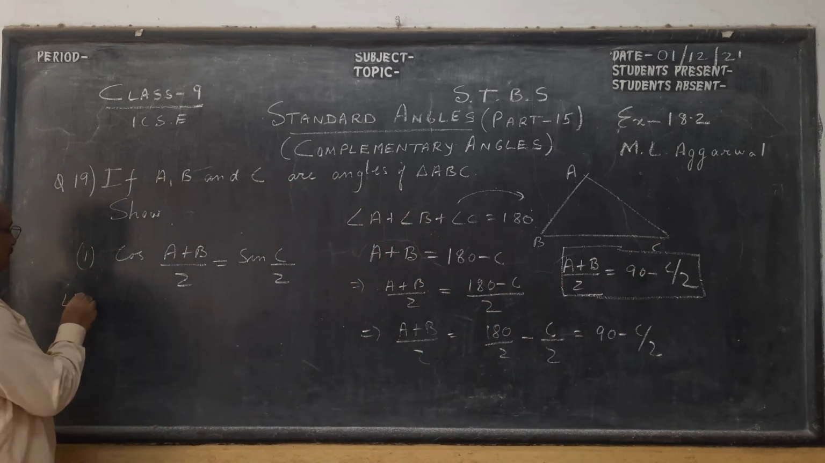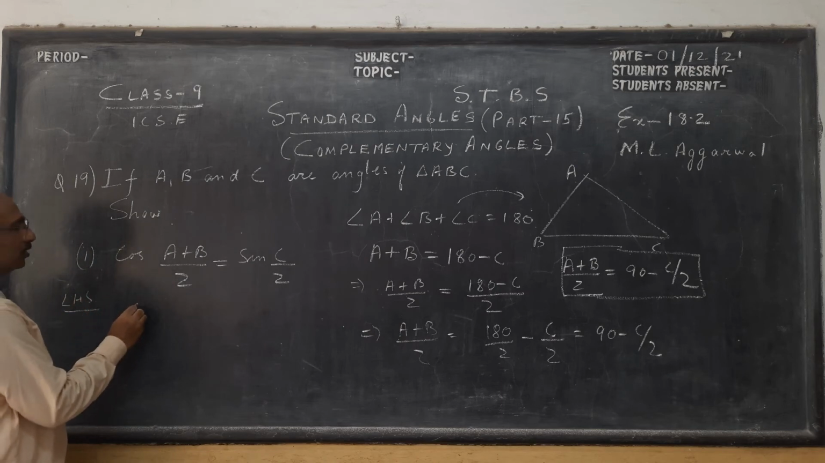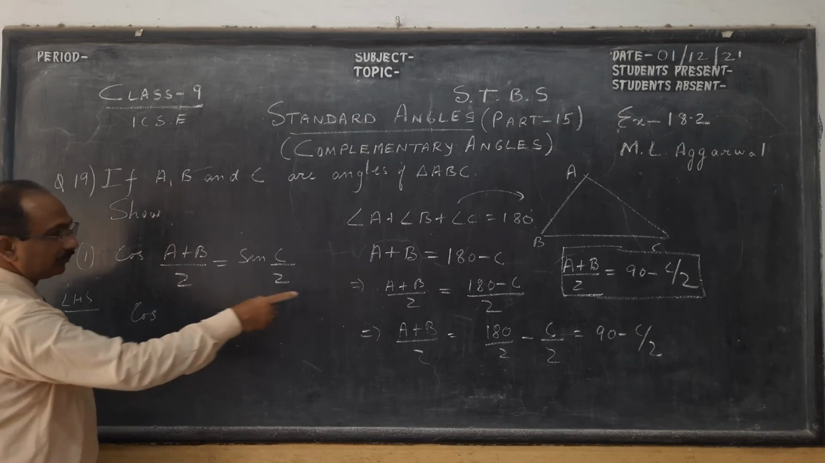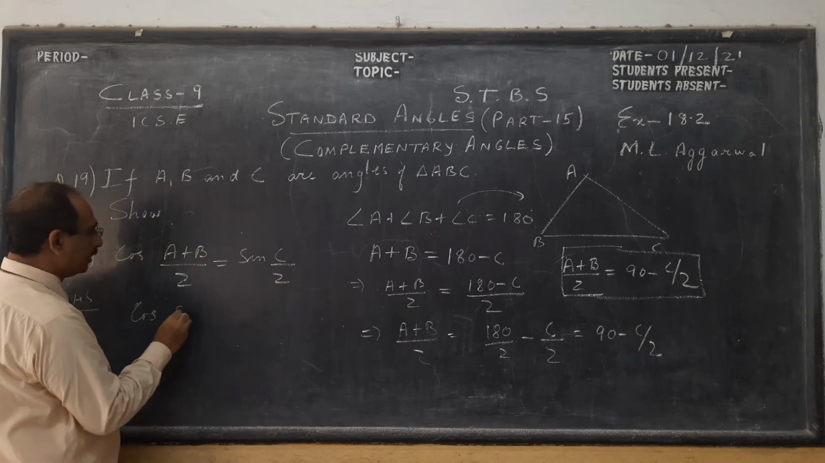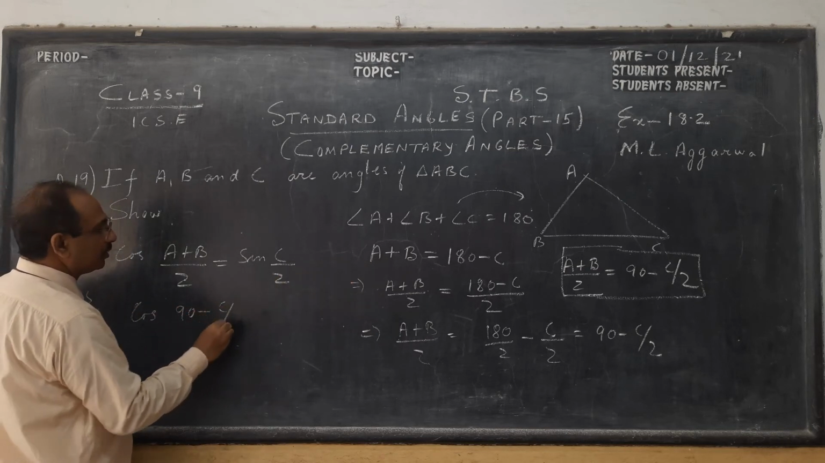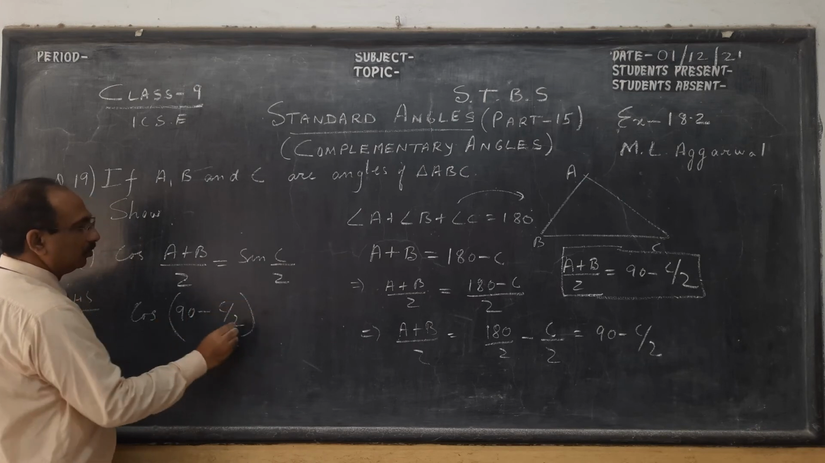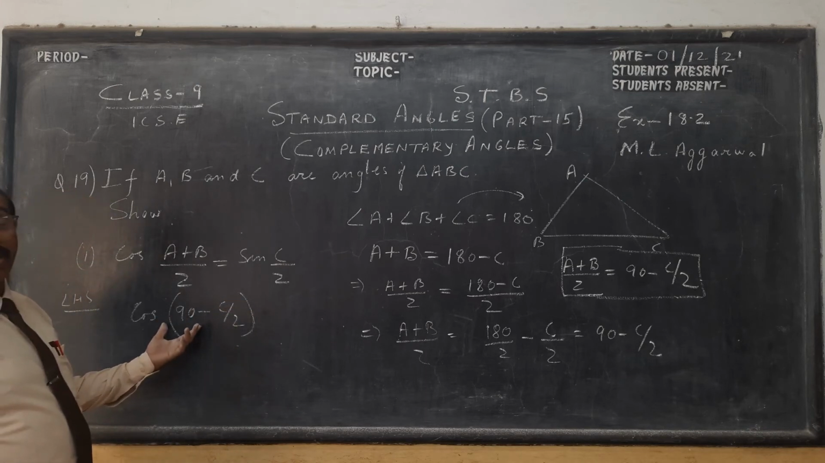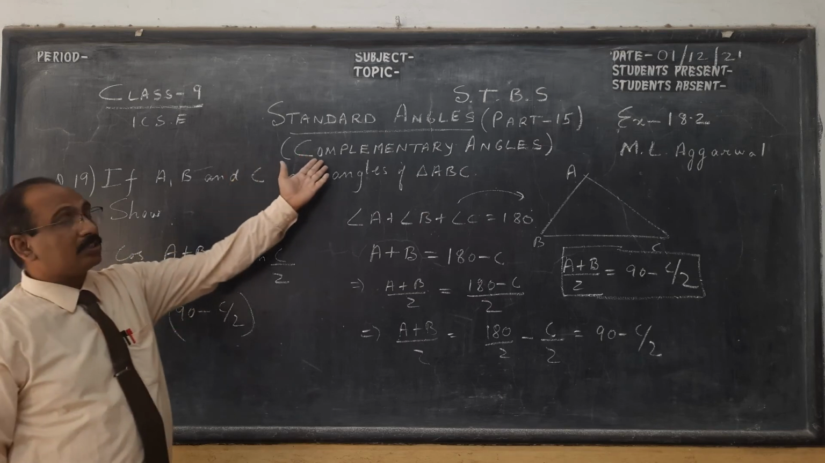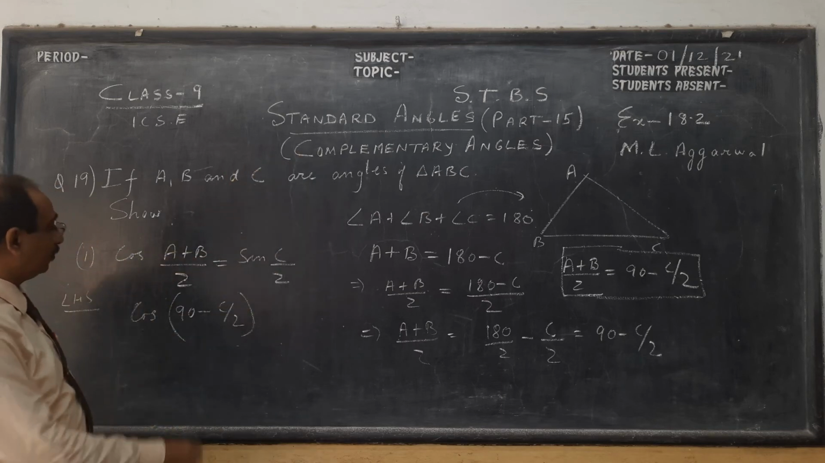Okay, so see here what I do. I start with the left hand side. Cos of A plus B by 2, I can write it as cos of 90 minus C by 2. Here again, when you have 90, we come to the concept of complementary angle. This is what we are doing in this chapter.